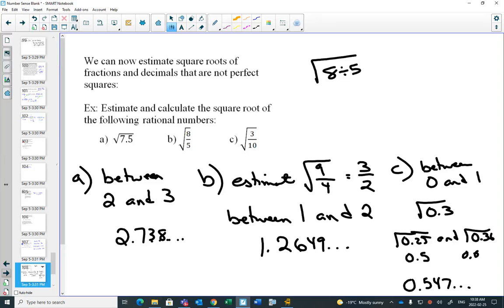Where did you get the between 0.25 and 0.36? Well, because I knew 5 times 5 was 25, I know 0.5 times 0.5 is 0.25. And since I know 6 times 6 is 36, I know 0.6 times 0.6 is 0.36. So that, for sure, increased my abilities to estimate really well for that one.